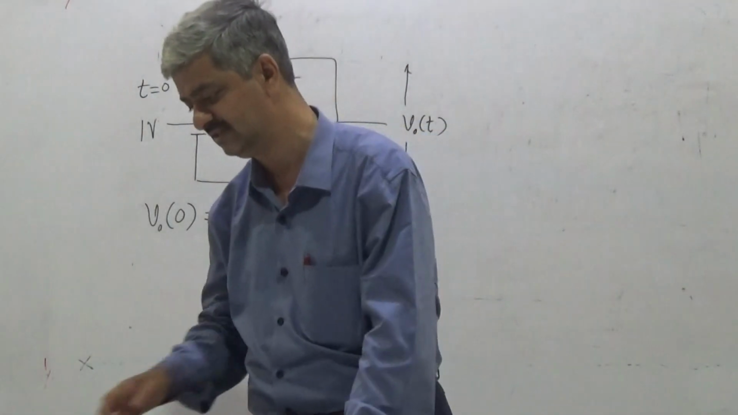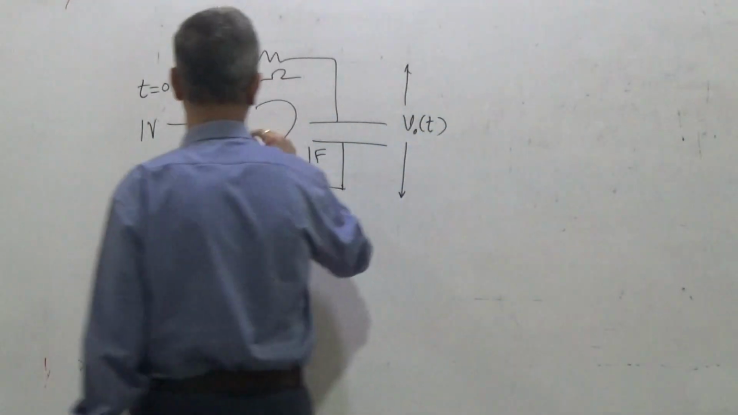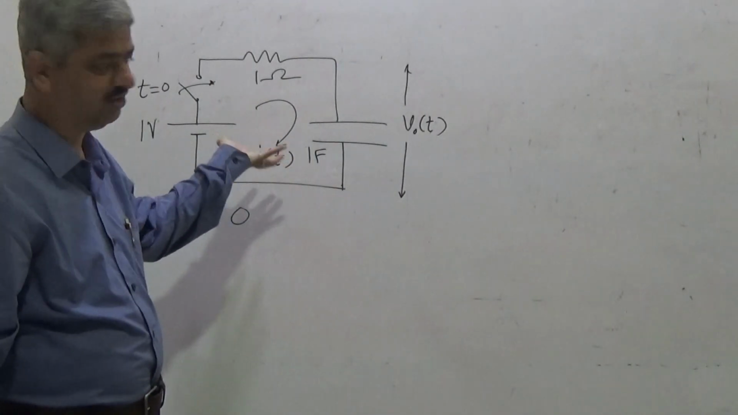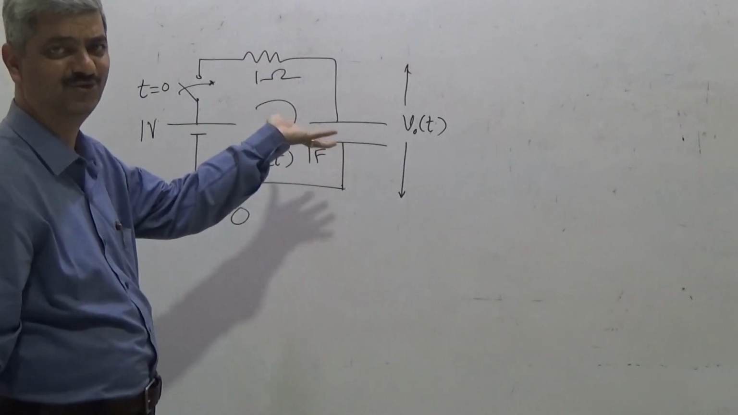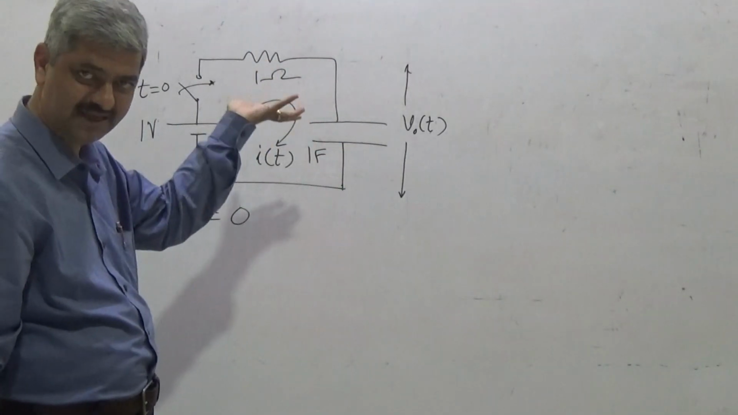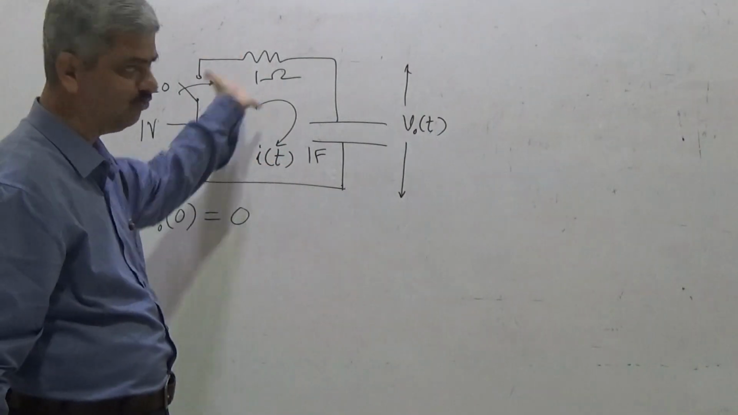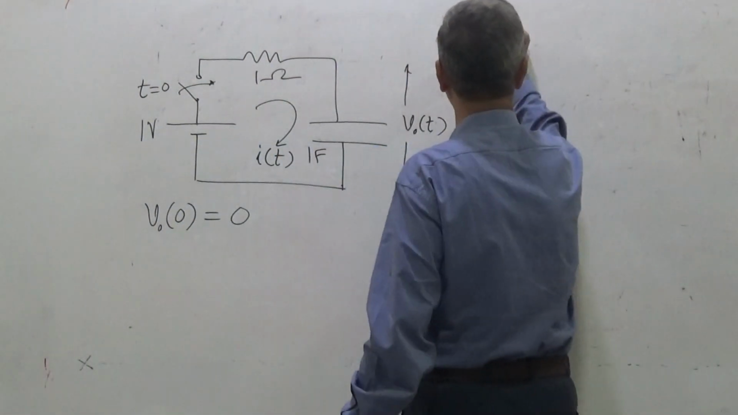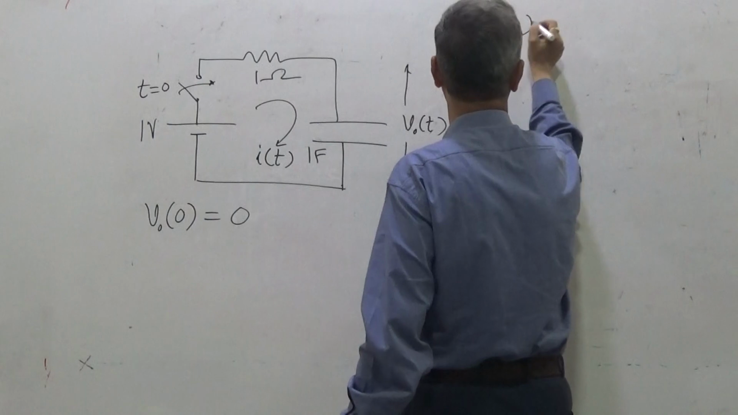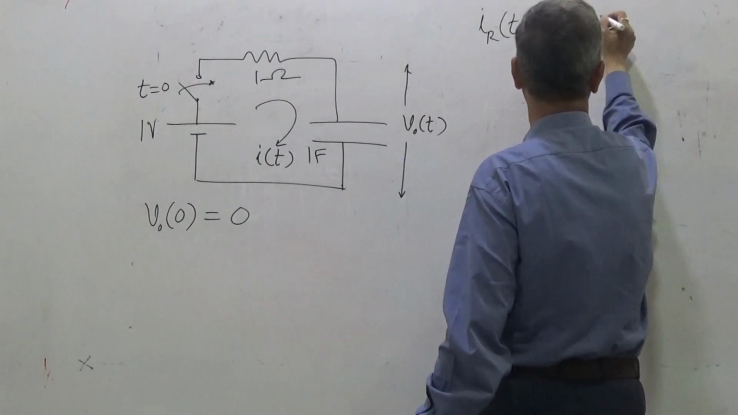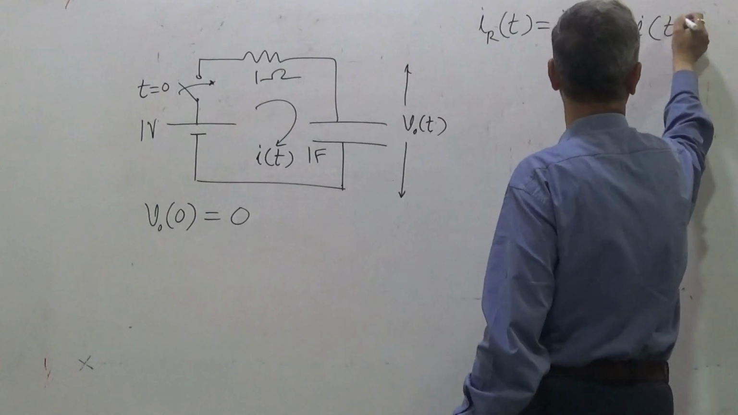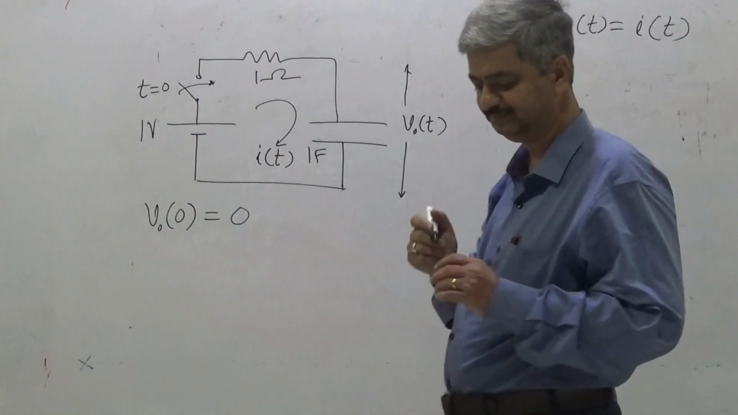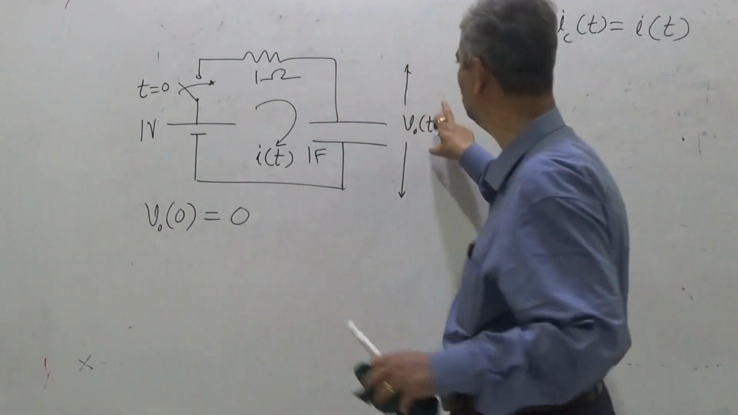So how do we write the differential equation? Number one, we apply Kirchhoff's law. We apply Kirchhoff's mesh law, because here there are no other branches, so there is no question of applying Kirchhoff's node law. Since there are no other branches, the current is equal. I have a resistor with current I_R(t), and a capacitor with current I_C(t). But since it is a series circuit with no other branching, i(t) is the same as I_R(t), the same as I_C(t), right? Then this voltage is V0(t).